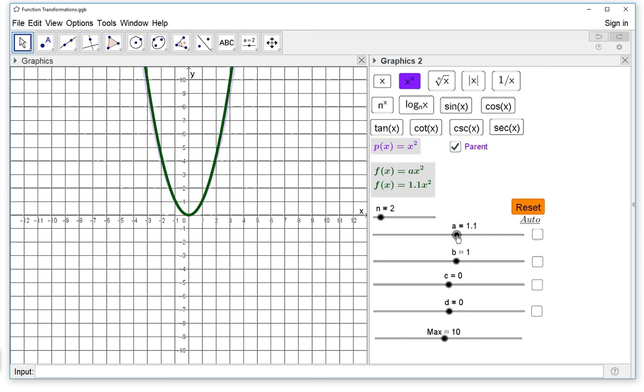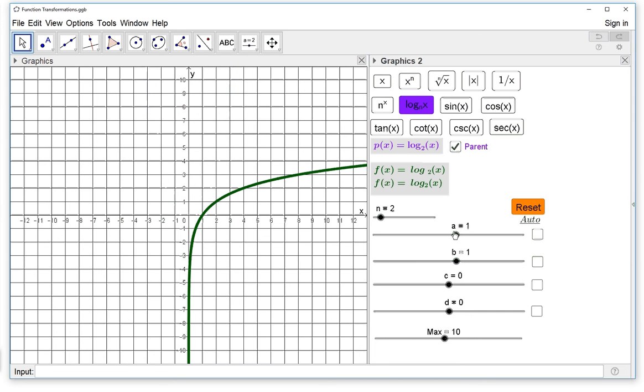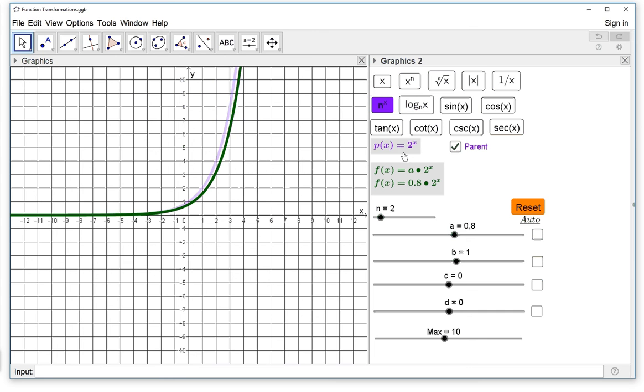Okay, we can do the same thing. Let's make a equal to 1. We haven't done log yet, so let's do log. If we make the number in front of log less than 1, we can see those y values shrink by that much. In that case, they're about a third of what they would be because it's 0.3. Let's do, I don't know, 2 to the x. Same thing. The y values go down as the x values stay the same.